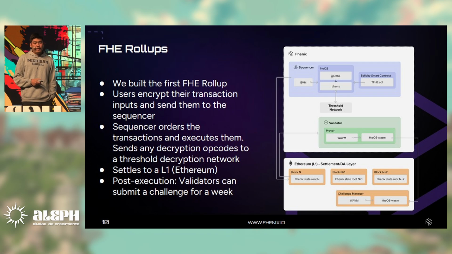So at least from a high level, here's what the architecture could look like. We're building the first FHE rollup. The encrypted inputs for these transactions are submitted to the sequencer. The sequencer is going to order them and handle the executions, and then if a certain opcode, for example, or precompile gets hit specifically for some sort of decryption, that's going to be MPC bound. Although the other FHE operations are going to be more concurrent. They're going to be non-interactive. But we'll get to the threshold network in a second.